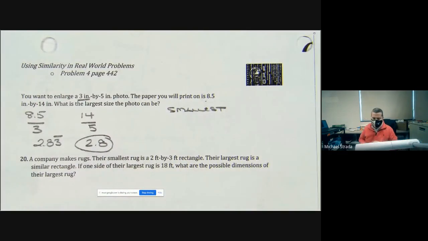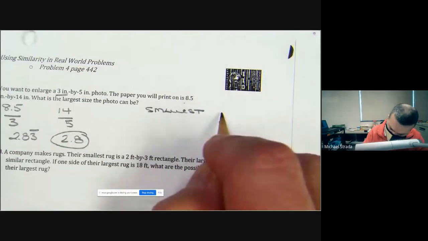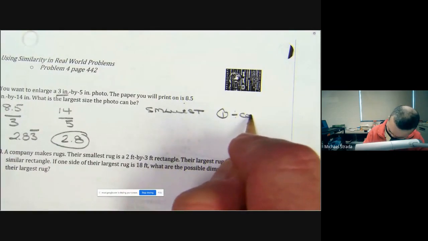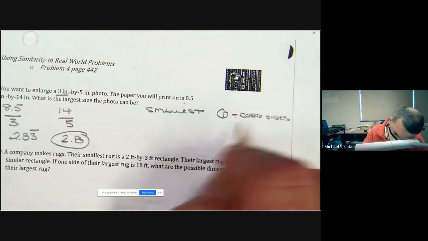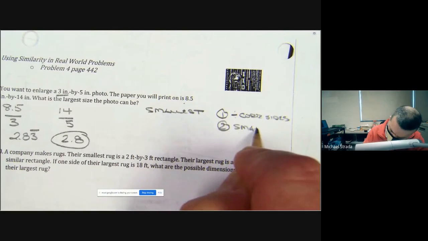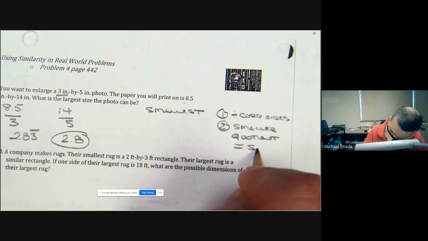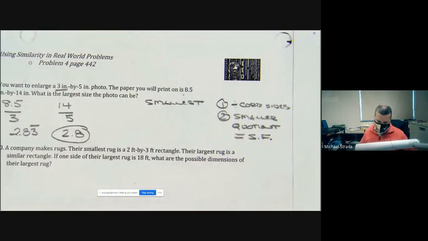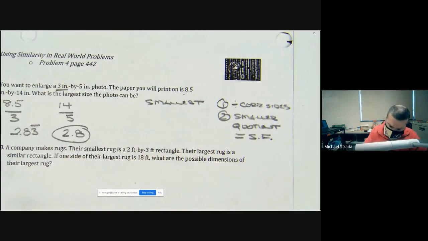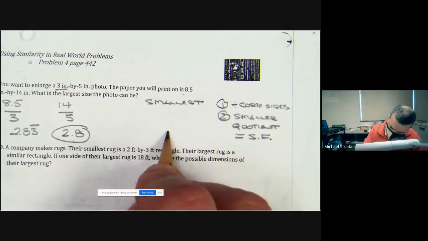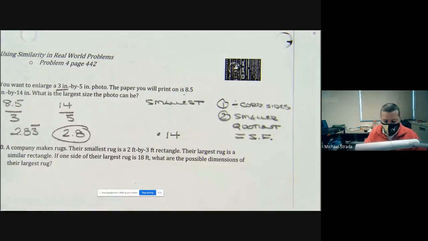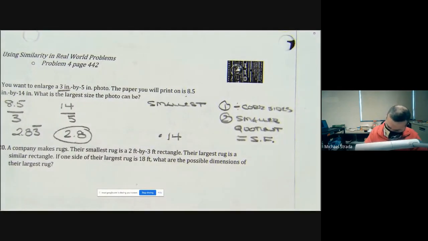All right, so for those of you that like a step-by-step method, number one, you divide corresponding sides. Number two, smaller quotient equals your scale factor. So whichever one's smaller is going to be your scale factor. So now you go back and you take the 2.8 and technically you multiply by both. Now one of them is going to come out to be the same number, obviously. The 2.8 times the 5 is the 14. So if you visualize that, you're fine. You just got to multiply the 2.8 by the 3 and you get 8.4.